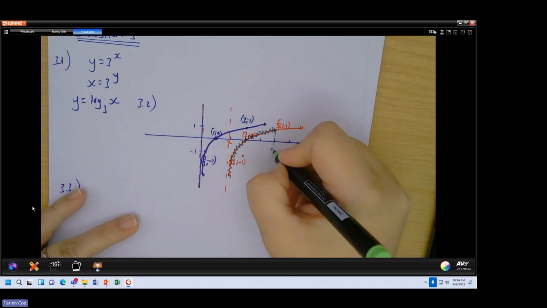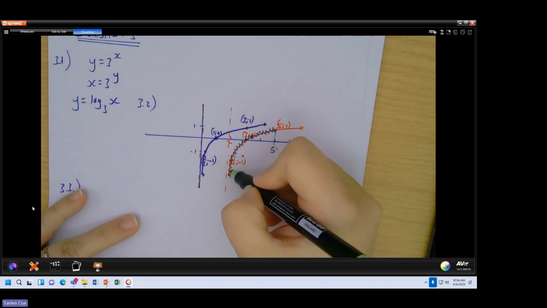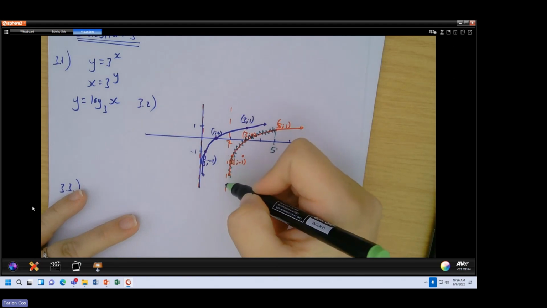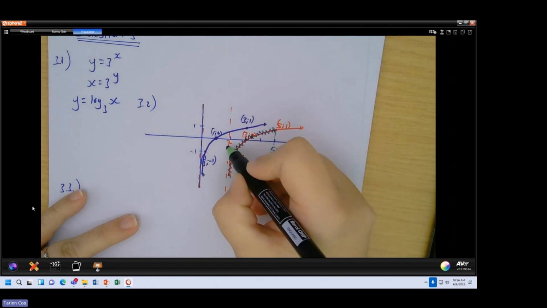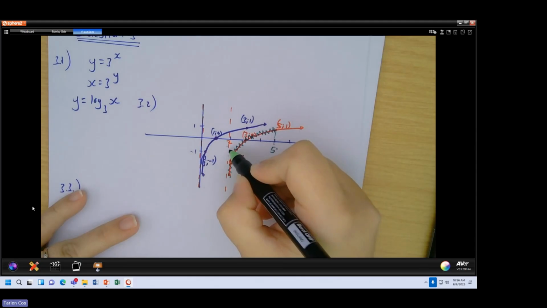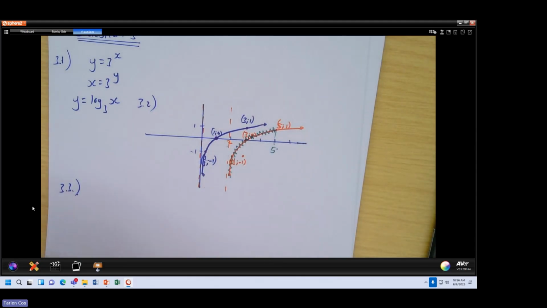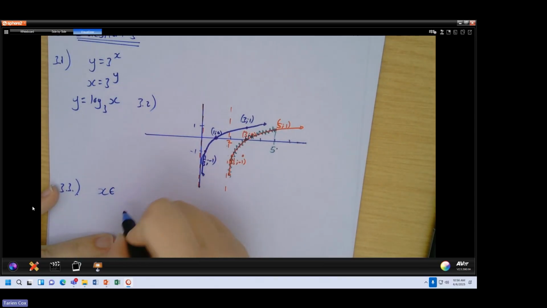So it will be here at 5. And then it will approach 2, but will it touch 2? No, it will not. So it will be between 2 and 5, but not including 2. So when I answer the question, it will be x is an element from 2 to 5.